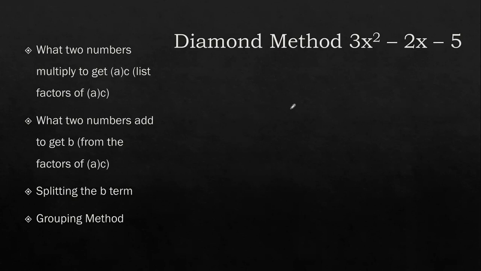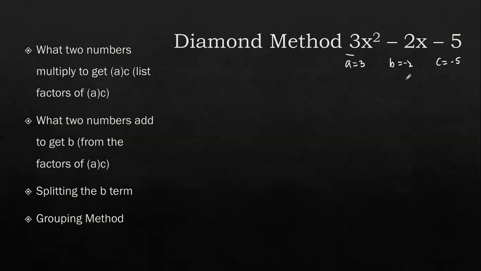Okay. First, we need to make sure we understand what A, B, and C are. What is the A value in this trinomial? 3. What is the B value? -2. And what is the C value? -5. Okay, that sign in front is important.